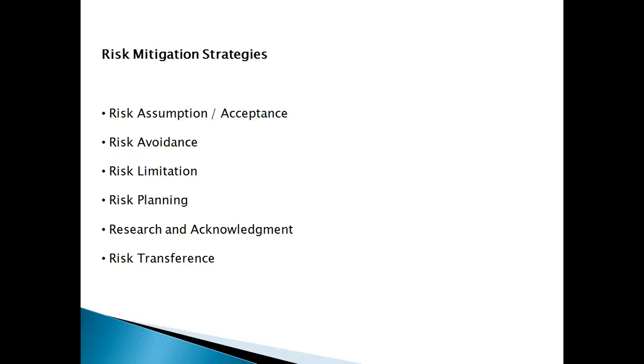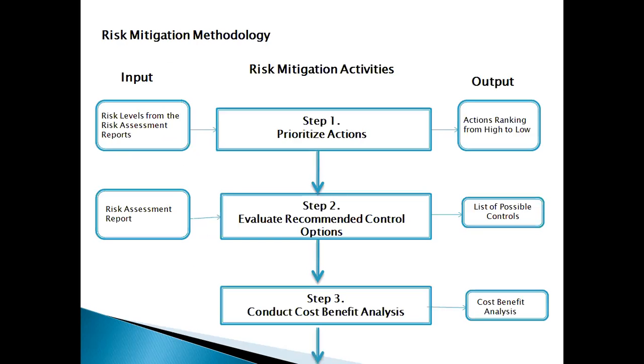So, it may not be practical to address all identified risks, so priority should be given to the threat and vulnerability pairs that have the potential to cause significant mission impact or harm. Now comes risk mitigation methodology. The given risk mitigation methodology describes the approach to control implementation. Here, the first step is prioritize actions. It is based on the risk levels presented in the risk assessment report. And here, the output is actions ranking from high to low.